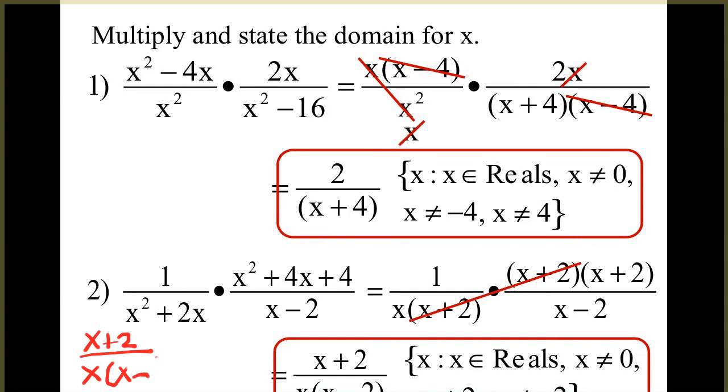All right, and that is factoring, multiplying rational expressions. That's it for today.